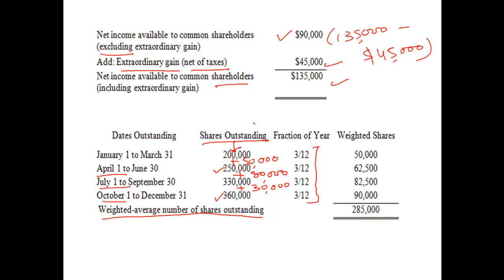So the weighted shares will be calculated as, this is A, this is B, it will be calculated as A multiplied by B. So we'll get 50,000, 62,500, 82,500 and 90,000. So the weighted average number of shares outstanding will be the total of these four.